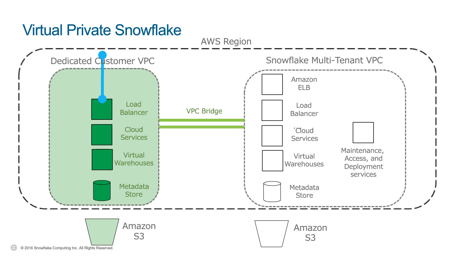Now, all communications between servers are fully encrypted. And VPS customers are provisioned with their own Amazon account for S3 storage. The HSM is configured with a completely separate partition that is dedicated to that customer. And all data stored within S3 is fully encrypted. Snowflake configures and maintains the dedicated customer VPC by connecting this using a VPC bridge to our production and multi-tenant VPC. Essentially, that's all I have for VPC.